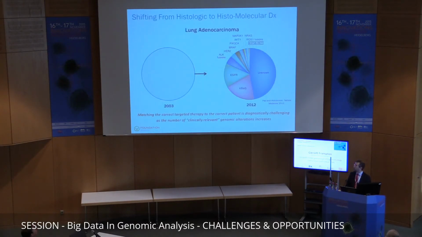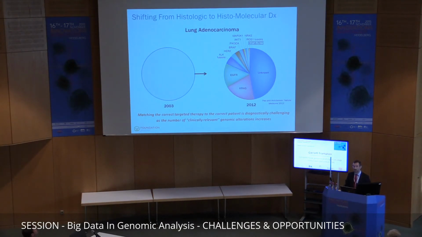This is part of a broad trend in oncology where the traditional histological understanding of disease is being transformed into a combined histological and molecular understanding of the disease. So lung adenocarcinoma is probably the best example, where in the last 10 years we've moved from a relatively homogeneous disease to a disease that's understood to be driven by a large collection of different mutations, each of which is either currently targetable by a therapy or is under investigation.